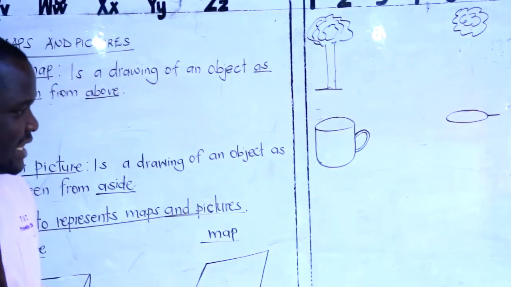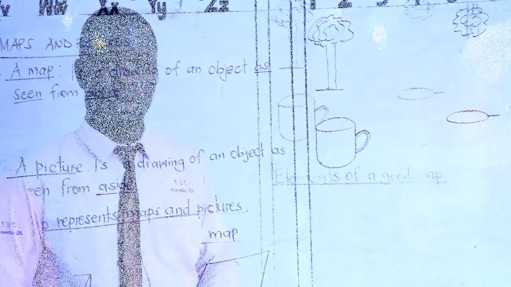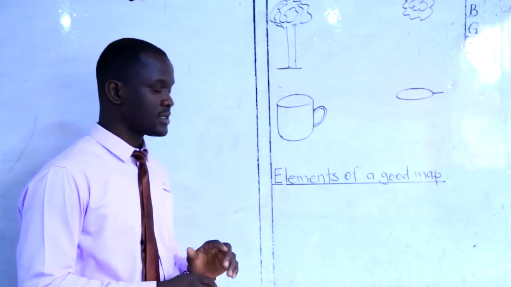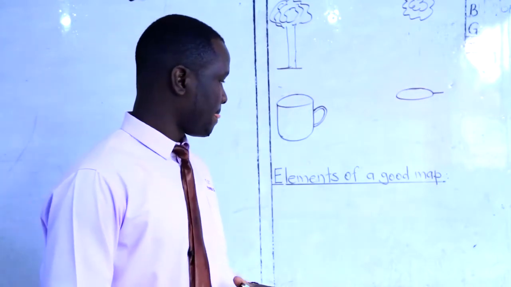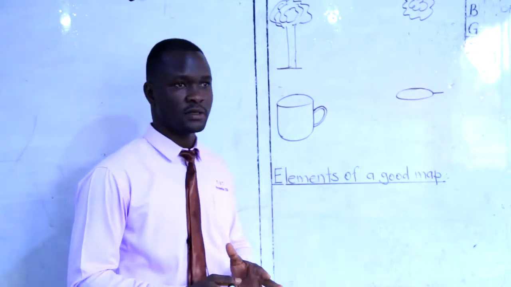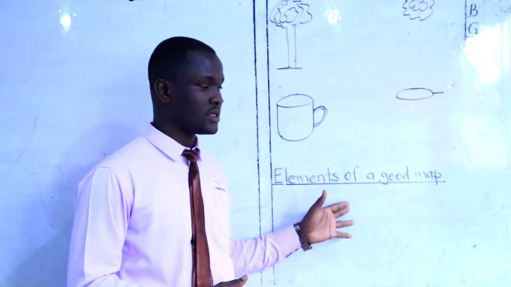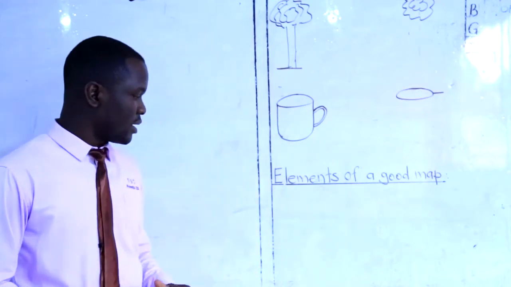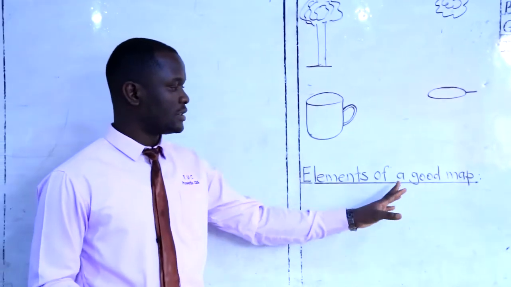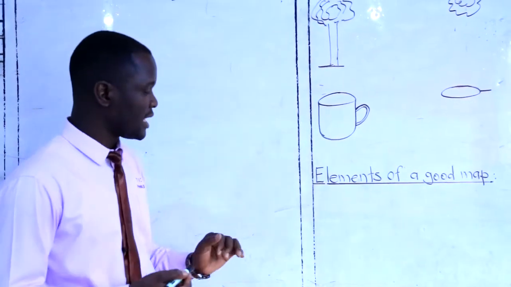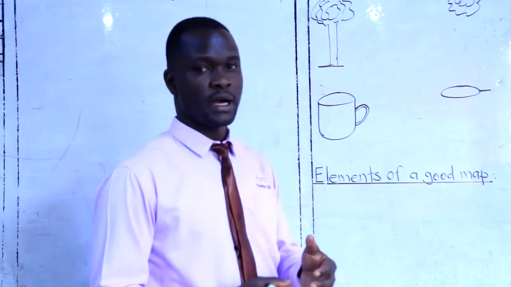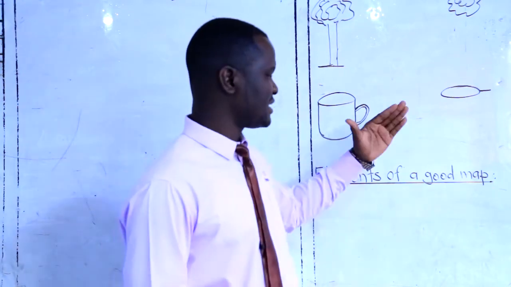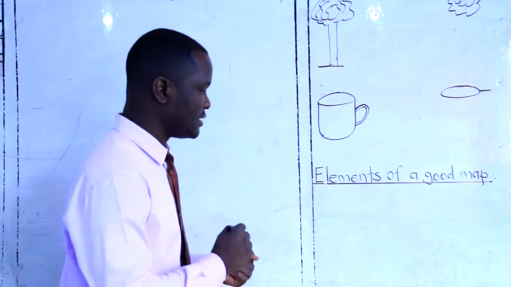Now, let's look at another heading. We are looking at location. We are continuing with our lesson and let's discuss the elements of a good map. Like I say, this is not something new to us. It is a revision. We learned about this in the previous classes. So we are going to look at which are the elements of a good map. We are looking at the qualities, the things that a good map should have, and these are the elements that enable a map reader to understand a given map in an easy way.